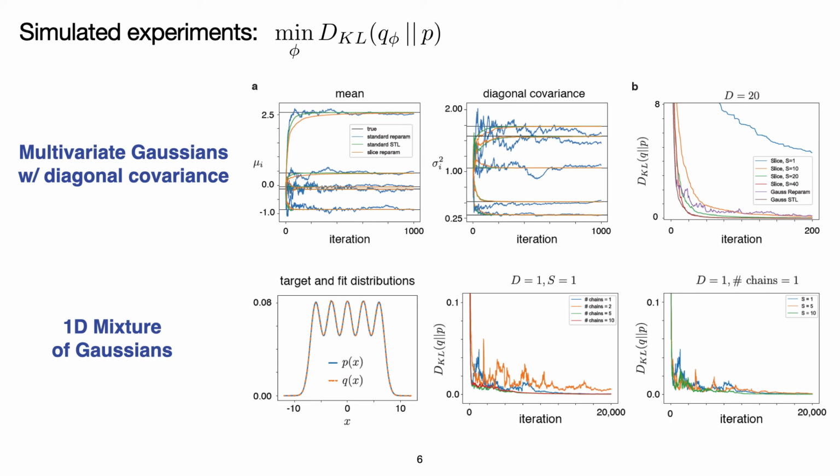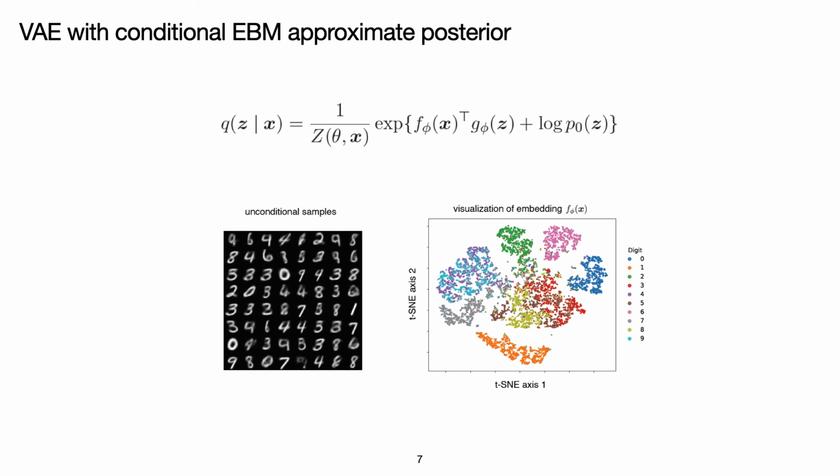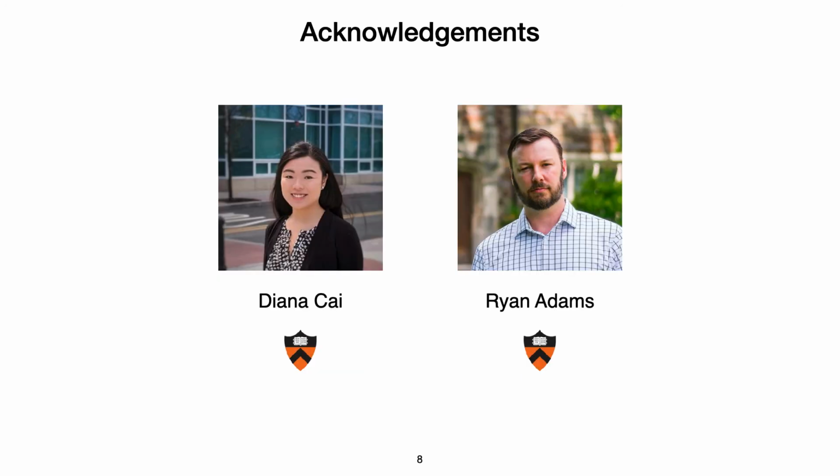In the paper, we first start with some simulated experiments to verify that the slice sampling reparameterization gradients work. And we show that we can optimize the parameters phi of a variational distribution Q by minimizing the KL divergence between Q and some known target P, and that this works for both multivariate Gaussians with diagonal covariance and a 1D mixture of Gaussian distributions. And then next, we use the slice sampling reparameterization gradients to fit a variational autoencoder where the approximate posterior is a conditional energy-based model where the normalizing constant is unknown. For more details, please refer to the paper.